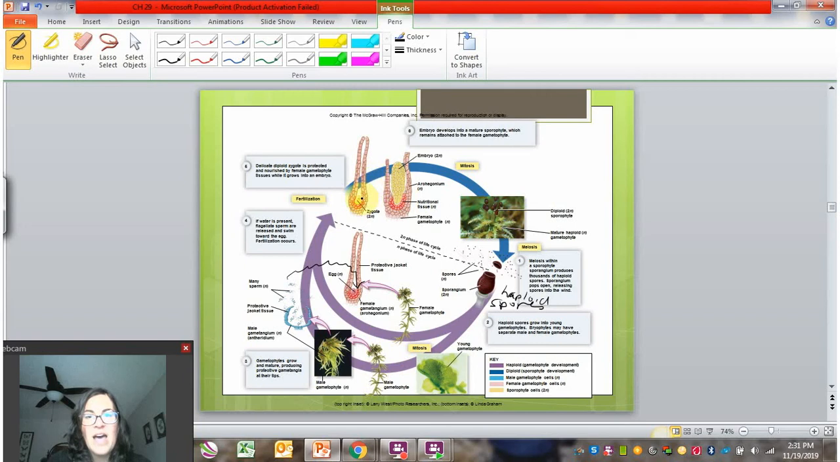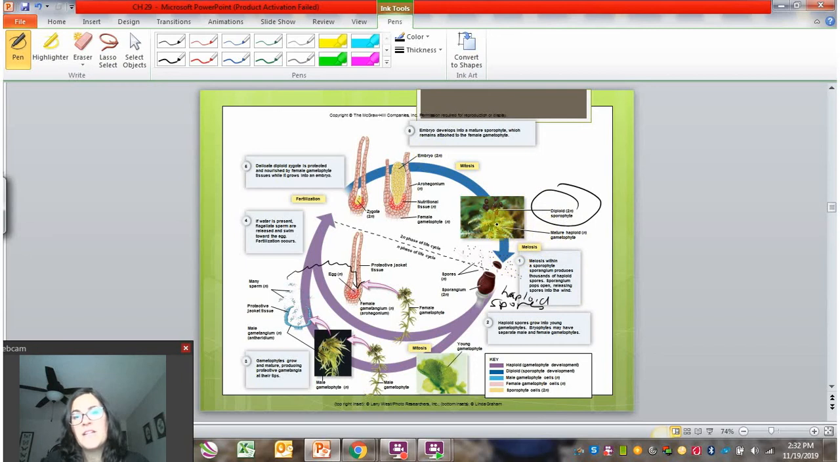Okay, this allows the gametophyte tissue to feed the zygote and the growing embryo because the diploid tissue is non-photosynthetic. So now the zygote will start to go through mitosis. So here it is in the embryonic form. Again, it's inside of the archegonium and it's receiving food from the female gametophyte. And this will continue to grow and grow and grow into the sporophyte. So the diploid sporophyte grows out of the gametophyte tissue.